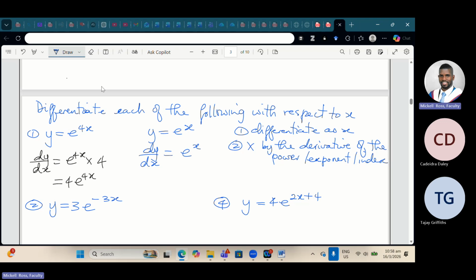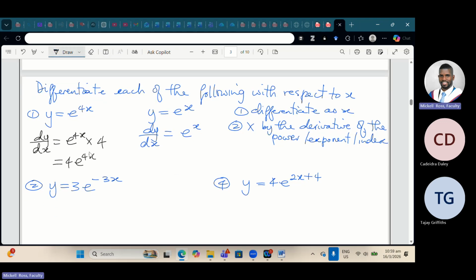Say for instance, we have y is equal to 3e to the negative 3x. Because we know that when we differentiate, we get back the same thing, it's going to be the same thing multiplied by the derivative of the exponent. If I differentiate the exponent, I just get negative 3. So I'm going to end up with negative 3 times 3, negative 9e to the negative 3x.